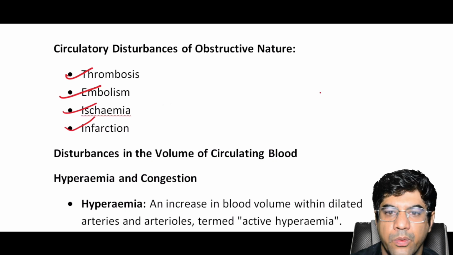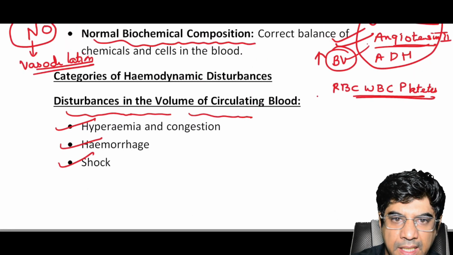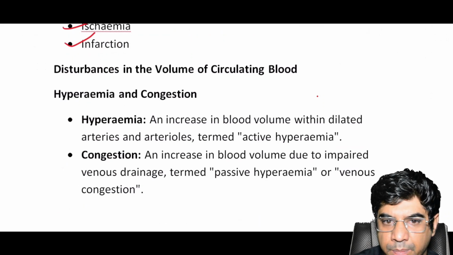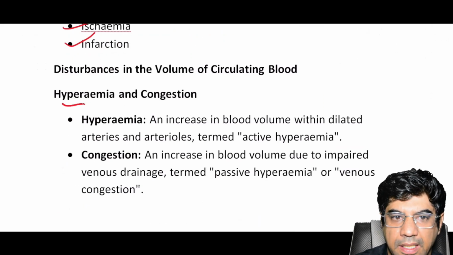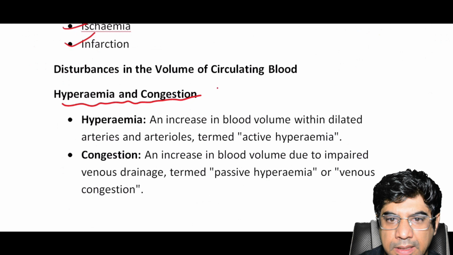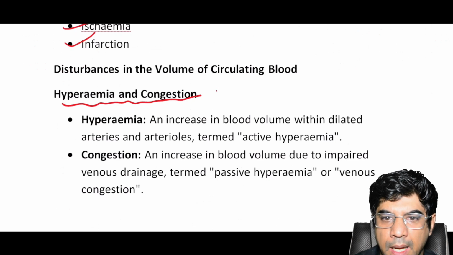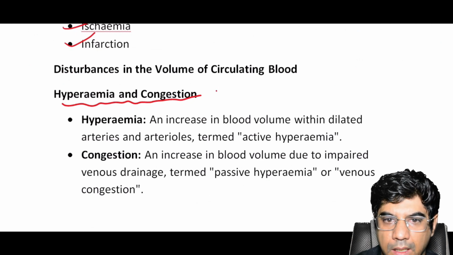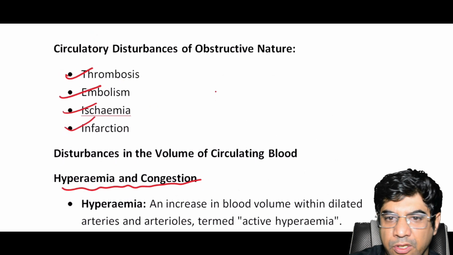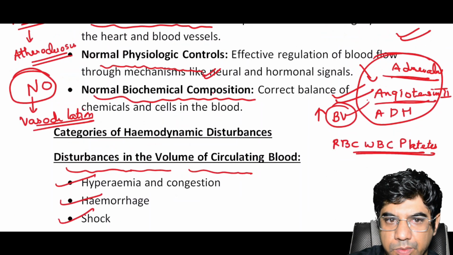The first we are going to discuss is disturbances in the volume of the circulating blood. The first is hyperemia and congestion. So what do you mean by hyperemia? Hyperemia and congestion mean increased blood flow and accumulation of blood in a particular tissue.